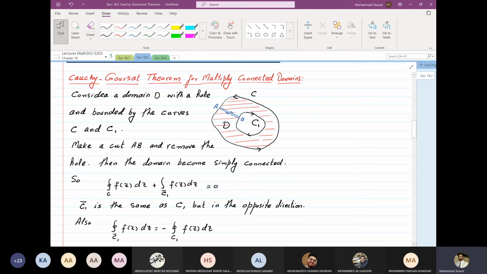When on one side you make a cut and move the two edges at AB apart, then the hole is gone. Now what region do you have bounded by the curve? That has no hole. So this is a domain which has one hole and it is bounded by two curves.